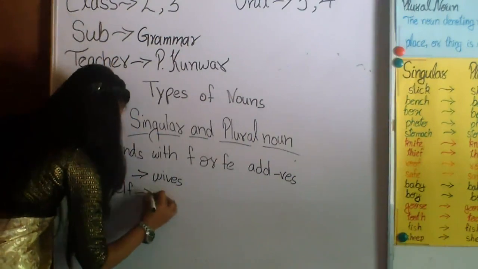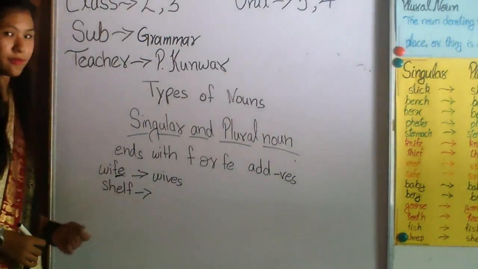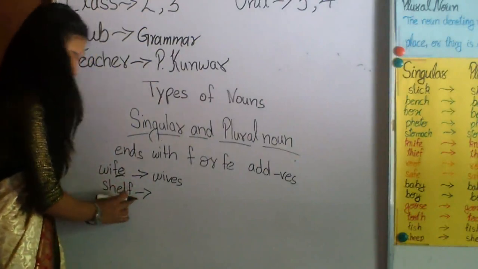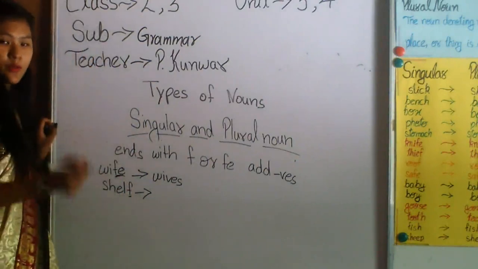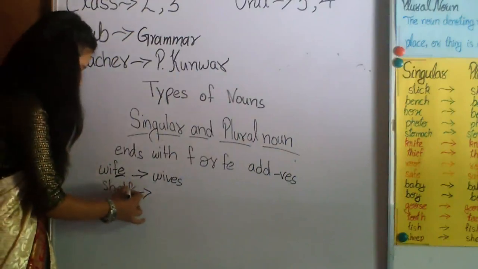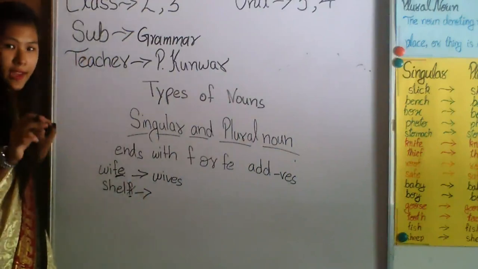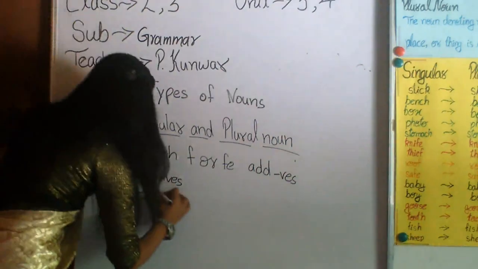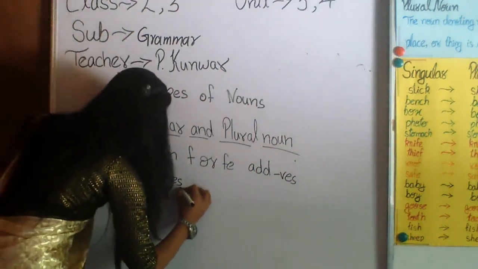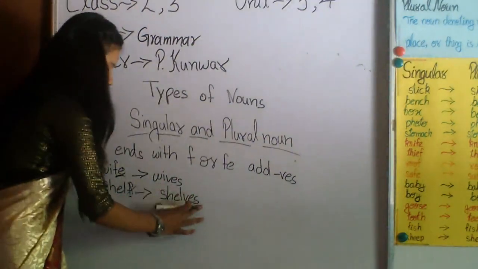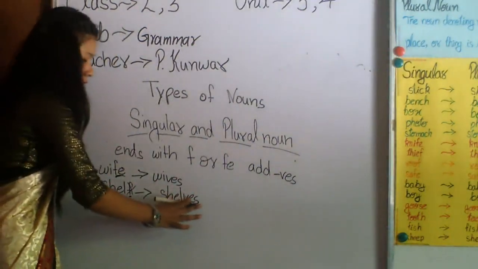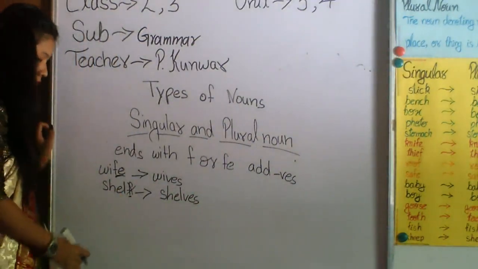Like shelf. Look at this singular noun. It ends with f. What do we have to do? We have to remove f and add ves. S-H-E-L-V-E-S, shelves. Yes, we have formed the plural noun.